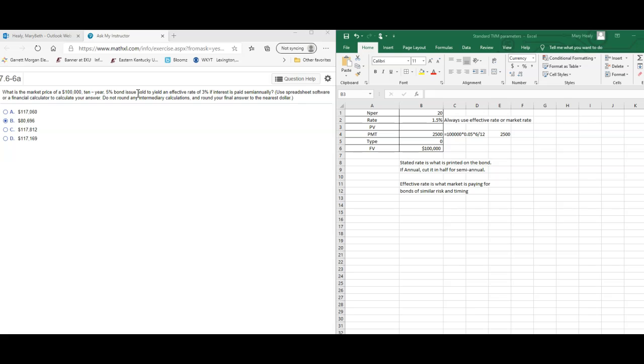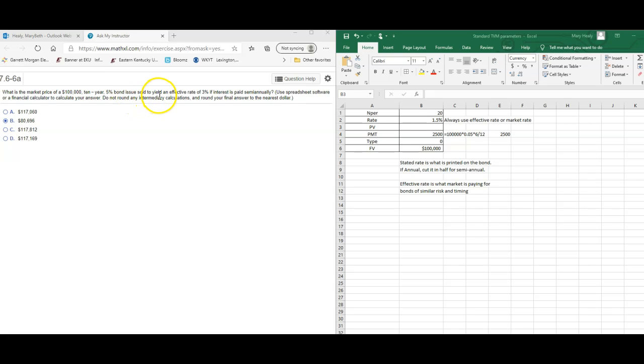What does that mean? That at the end of 10 years, the company is going to give back $100,000 in bonds. Okay, so each bond is worth $1,000, so you have 100 bonds that are being sold. So 10 years, 5% bond issue means it's related to the bond itself, and that's called the stated rate, and that is what is written on the bond issue. So think of it as a financial instrument written down, and it's printed 5% annual rate. Okay, so that's your stated rate.